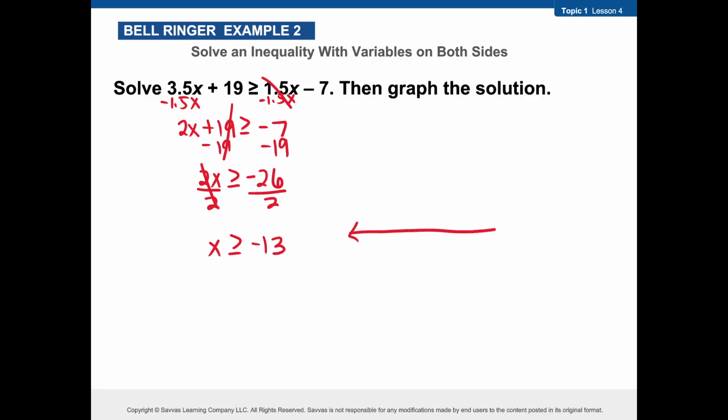to a negative 13. Because it has an equal sign, it is included in my answer, so it's a closed circle. Numbers to the right are greater, numbers to the left are less, and x represents all numbers greater than negative 13, so it's shaded to the right.